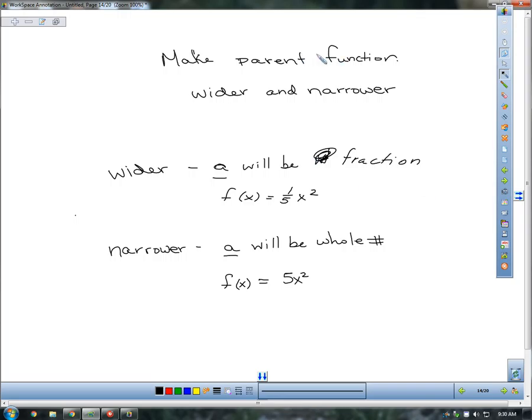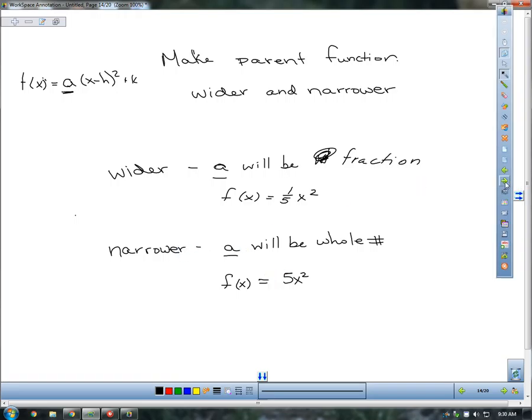To make a parent function wider or narrower, we use the letter a, so we're talking about vertex form here: a(x minus h) squared plus k. So a will be a fraction if you want it to be wider. It will be a whole number if you want it to be narrower. Okay?